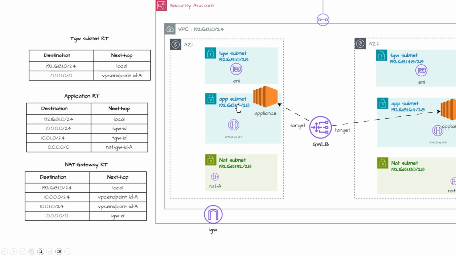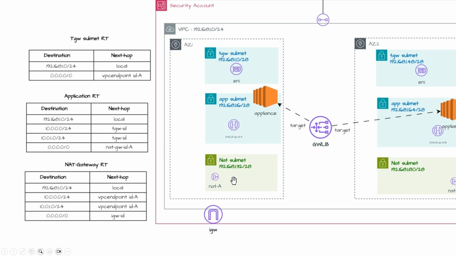So you can think of it, a lot of things are happening here. The traffic is coming to the endpoint, load balancer, appliance, then back to the load balancer, then back to the endpoint. So many hops are happening here. Once the traffic reaches the gateway endpoint from the gateway load balancer, it looks at the application route table or appliance route table, and it sees that the traffic is looking for the internet. So the next hop is the NAT gateway, and it forwards the traffic to the NAT gateway. Now the traffic is moving to the NAT gateway subnet.